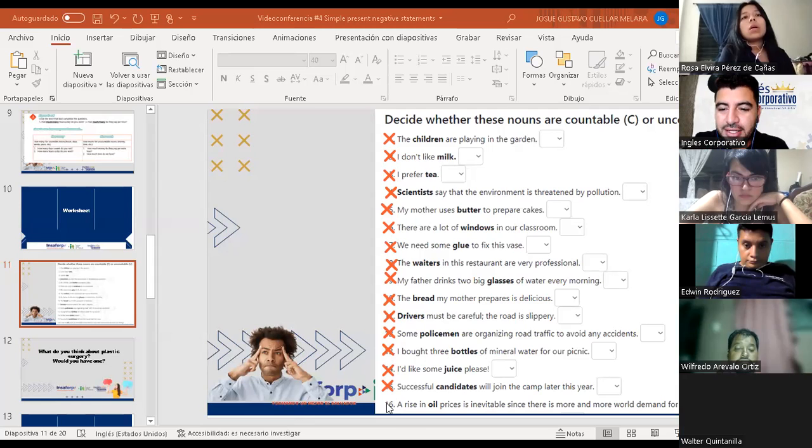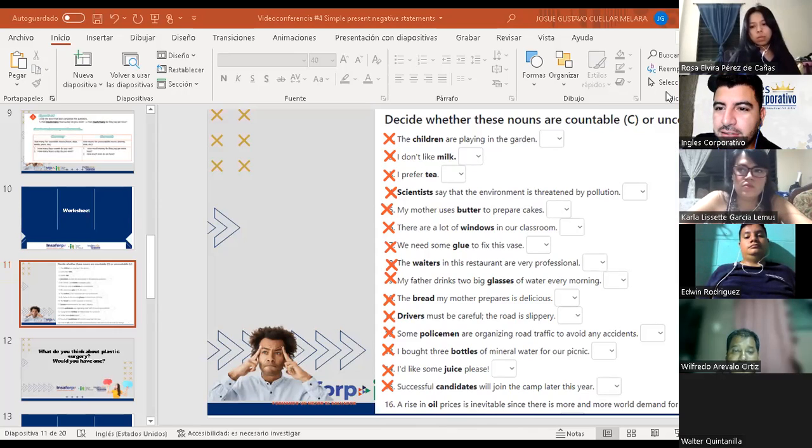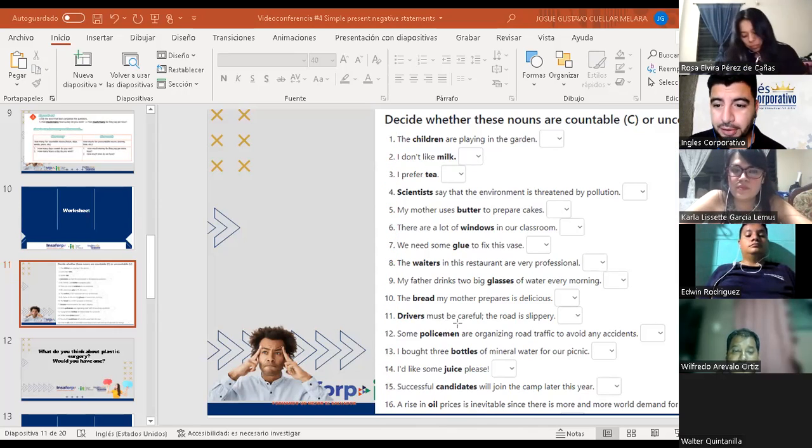Carito, number 16, a rise. A rise in oil price is inevitable since there is more and more world demand for energy. I'm so sorry about the letter. That's my fault. Okay, so, this is uncountable. Uncountable. So thank you. Yo pongo también esos ejemplos para ver cómo están en las pronunciaciones.